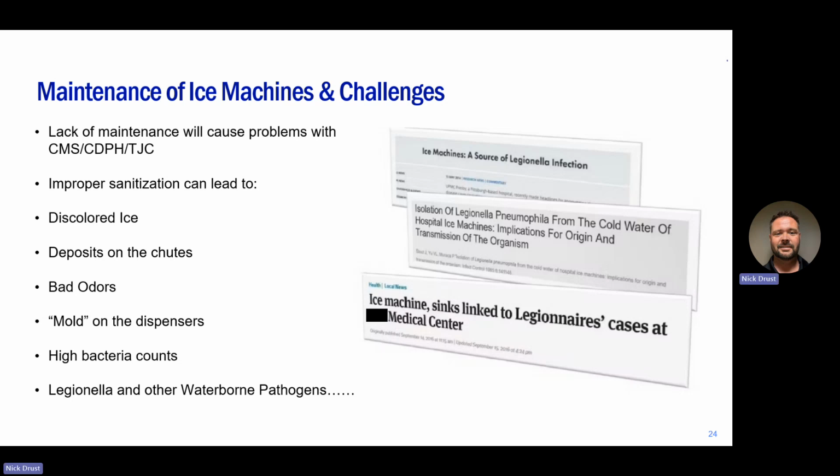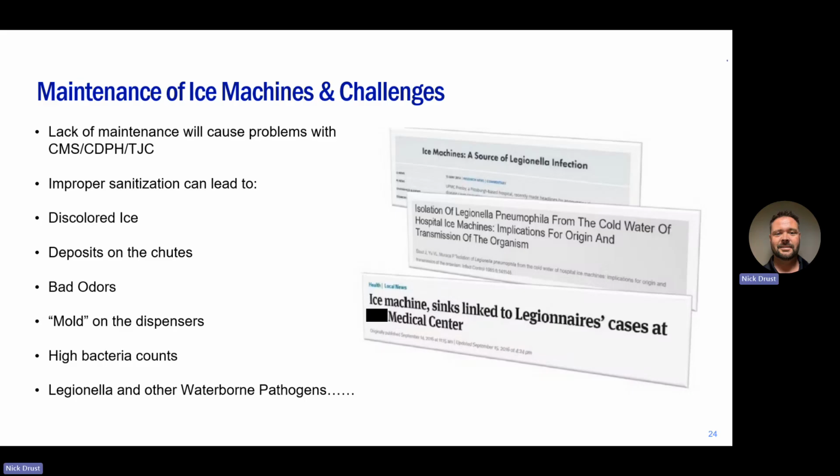Most regulatory findings involving ice machines don't start with Legionella. They usually start with something much simpler. That being discolored ice, scale deposits, slime buildup, odors, contamination, elevated bacterial counts. These are often early warning signs that conditions exist which may support more significant microbial growth.